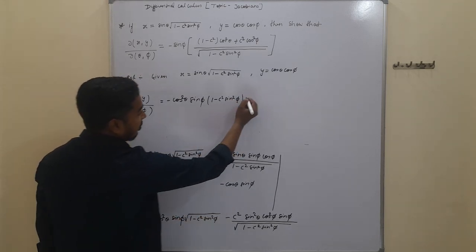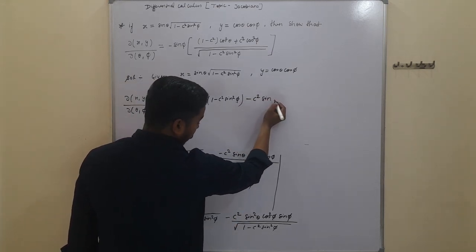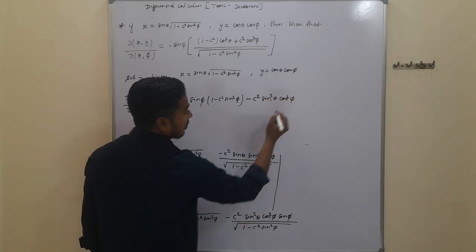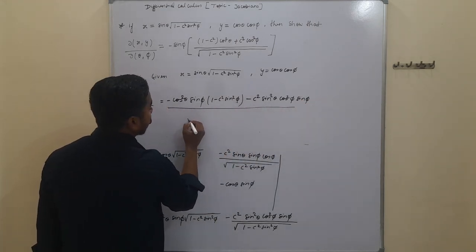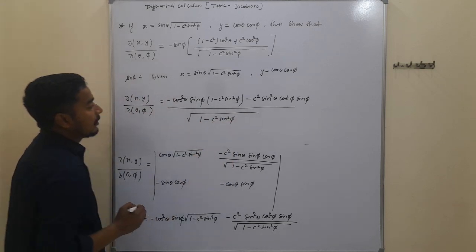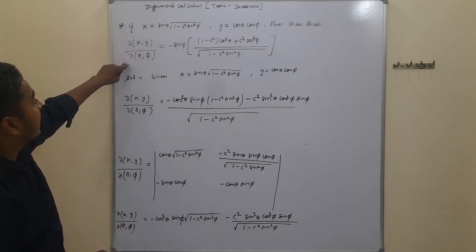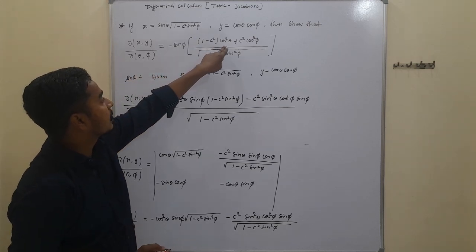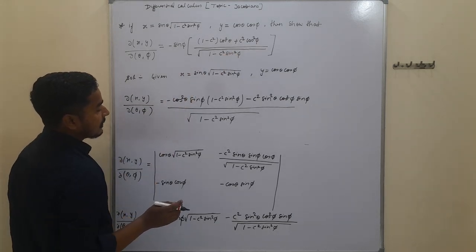and here is minus c square sin square theta, and this is cos square phi into sin phi, upon under root of 1 minus c square sin square phi. And we have to show that del of x comma y upon del of theta comma phi is equal to minus sin phi in the bracket 1 minus c square cos square theta plus c square cos square phi, upon under root of 1 minus c square sin square phi.